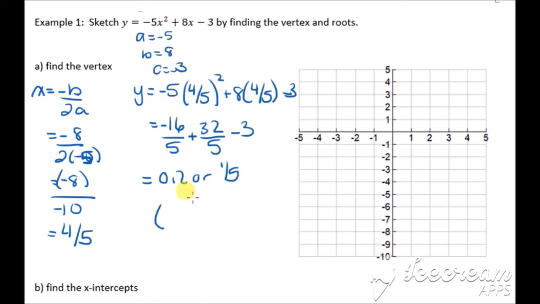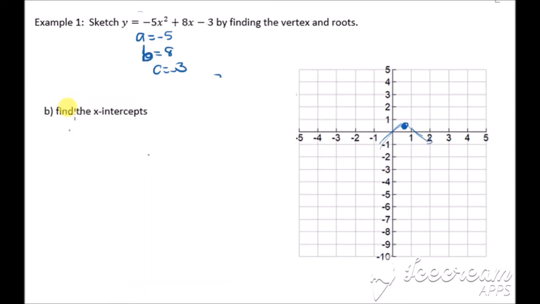So in other words, the vertex is going to be, I'm going to write it in both, 0.8, 0.2, or 4 over 5, 1 over 5. Okay, so on this graph, we can plot it 0.8, 0.2, approximately right here. And we know that this is going to open down some way, but we want to find the x-intercepts first. Okay, so let's go ahead and find the x-intercepts.